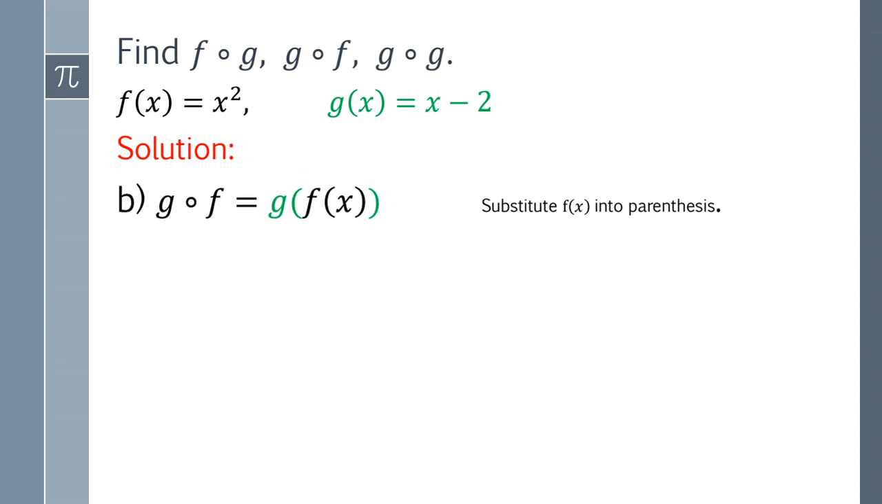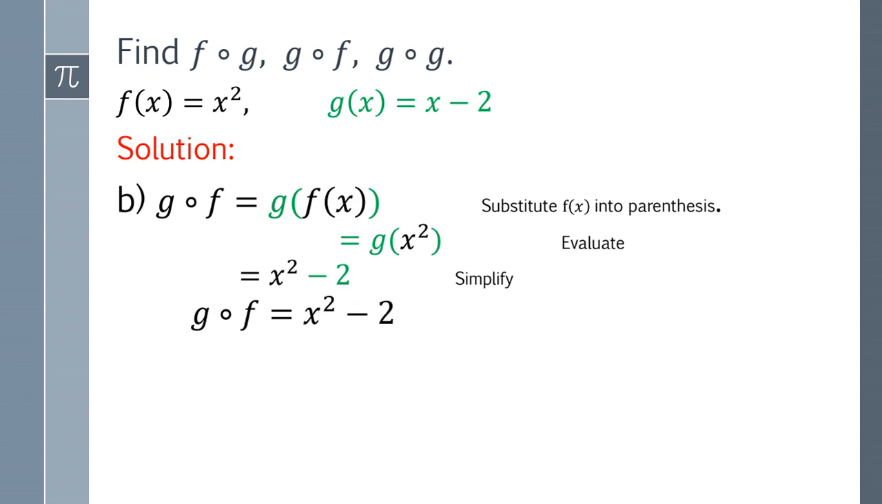Now we do g of f. Again, the first function is on the outside, and the second one is on the inside. f of x is x squared, so I'm going to replace that. Then I'm going to substitute x squared into the function g. Here I have an x, so I'm going to replace it with x squared. So we get x squared minus 2, and that would be our answer.